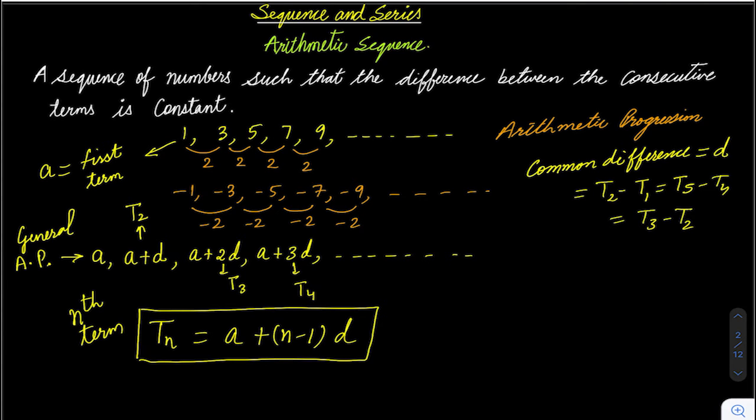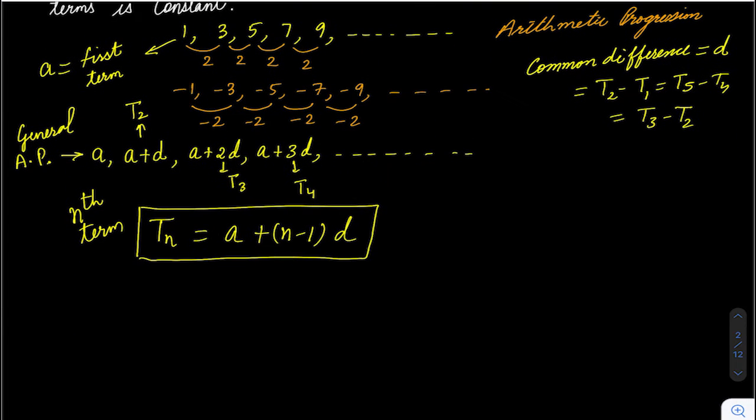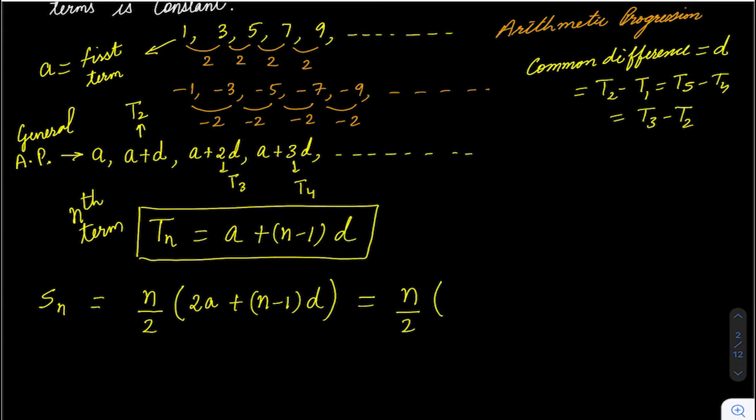Okay, now the next thing is we need to know the sum of the first n terms of an arithmetic sequence. That is what we call an arithmetic series. So Sn, the sum of the first n terms, is given by n by 2 times (2a plus (n minus 1) times d). Or the same formula we can write as n by 2 times (a plus l). What is this l? L means the last term of the sequence, a is obviously the first term, and n is the number of terms.